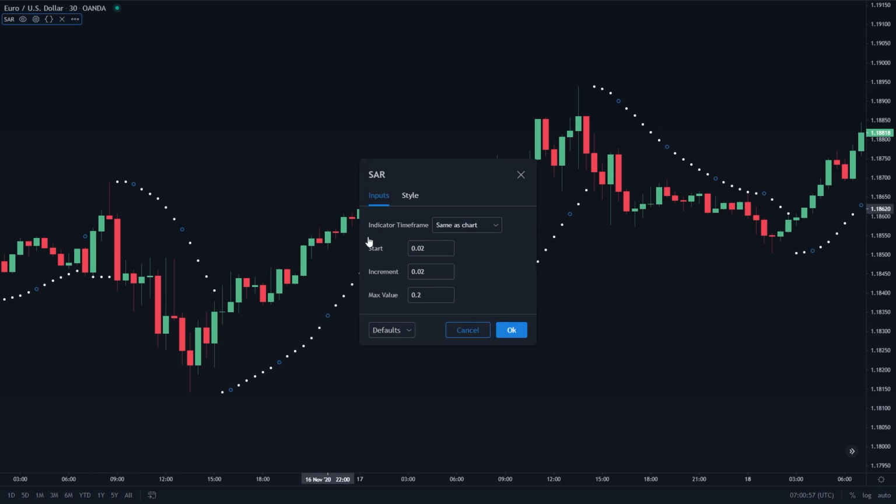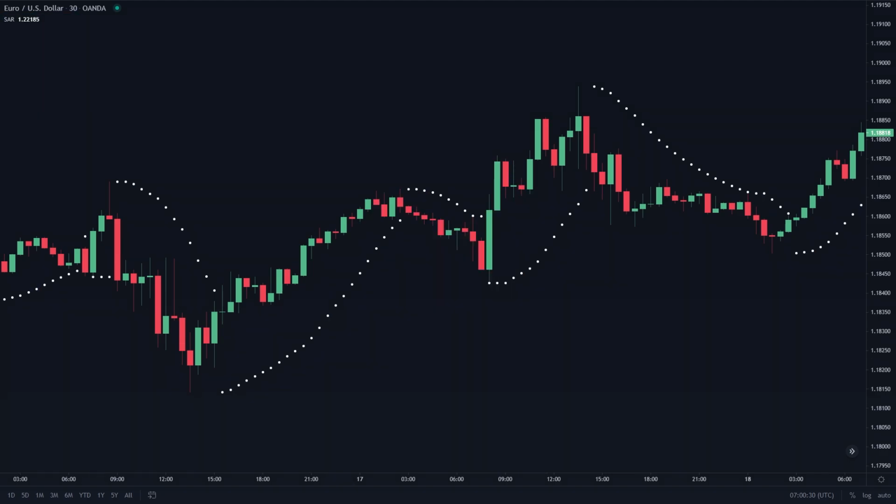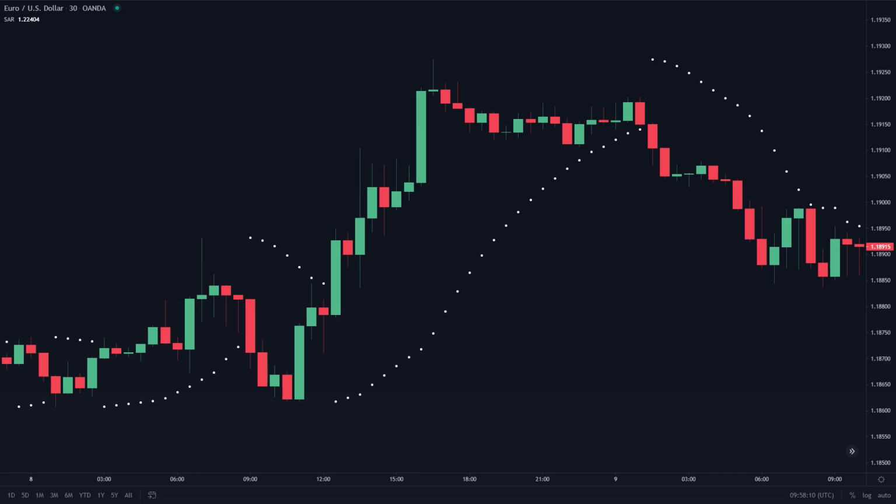And for the settings, I'll also leave it as it is and just use the default settings. Now, right off the bat, we can clearly see that the indicator consists of multiple dots, and the way we utilize them is very simple. If the dots are below the candle, it indicates that the market is on an uptrend, and if the dots are above, it indicates that the market is on a downtrend. Now, a common way of trading the Parabolic SAR is by simply taking long positions when the dots are below the candle and taking short positions when the dots are above the candle.